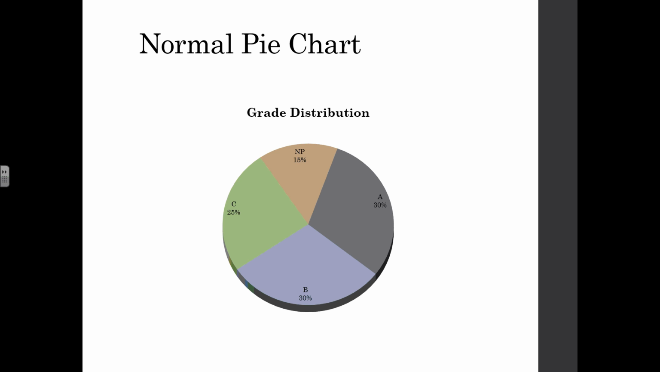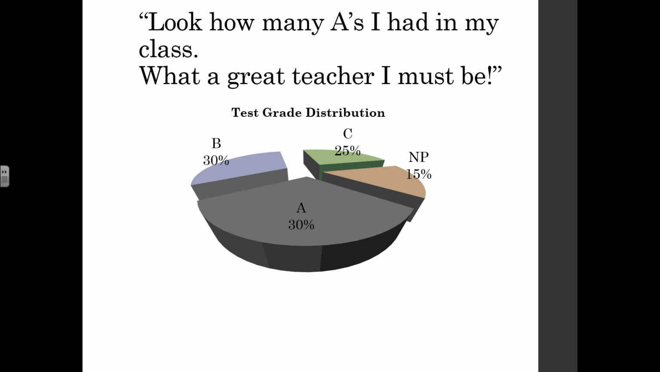Here's the first one. This is a standard pie chart, and you can see pretty easily that A's and B's are equal, slightly fewer C's and even fewer no passes. Let's take this chart and manipulate it using a 3D viewer. Look how many A's I had in my class. What a great teacher I must be. So in Excel, you just grab the pie chart and you can move it up and down and left to right. When you spin those A's around to the front like that, it looks really big, like tons of A's compared to how many B's, C's, and no passes.